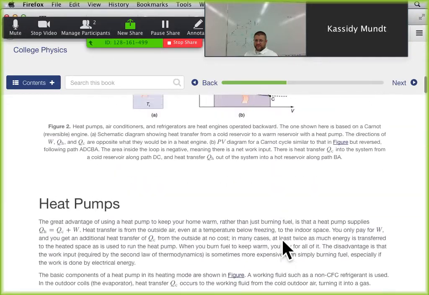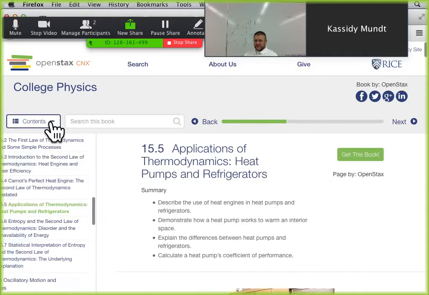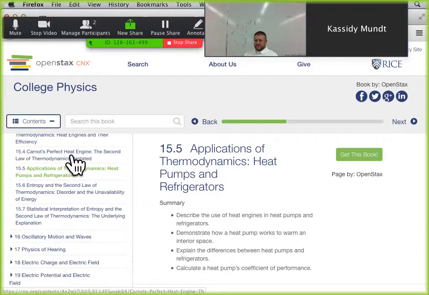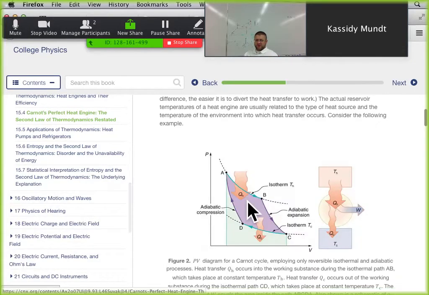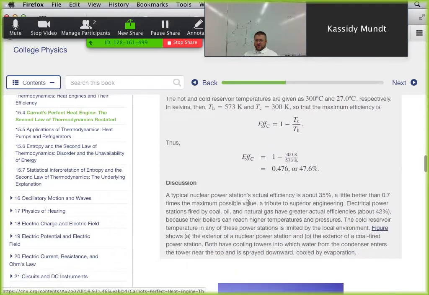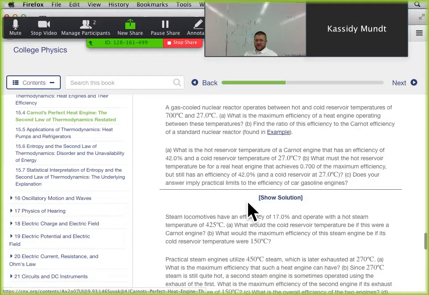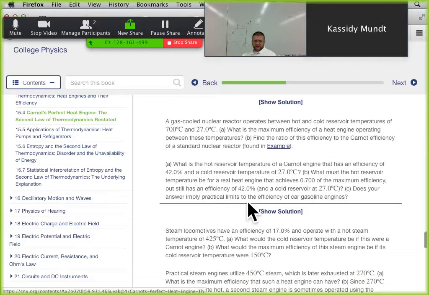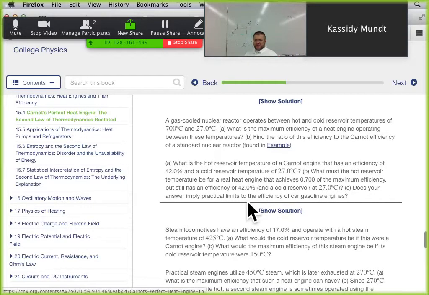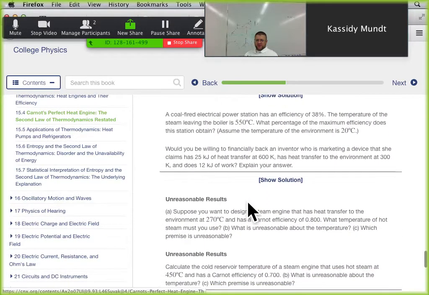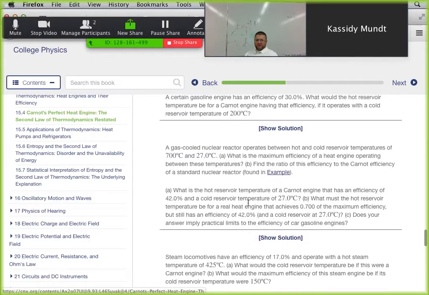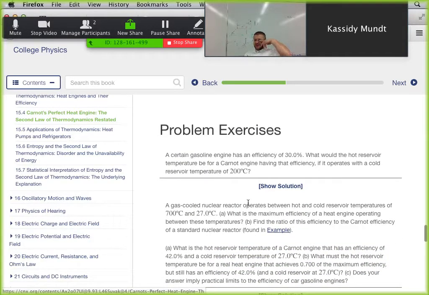Did you say any questions for 15.4? I don't. Did I? No. Which one's for 15.4 did I say? Steam locomotive and the steam gas-cooled nuclear reactor. So the steam locomotive one, which was steam locomotives have an efficiency of 17%. See that one? Okay. And then we did the one with, then the one before it was the gas-cooled nuclear reactor problem. All right.